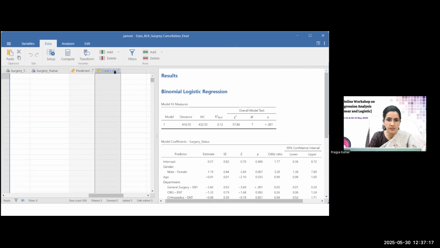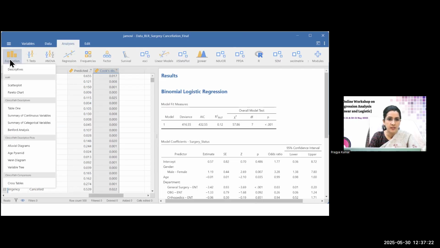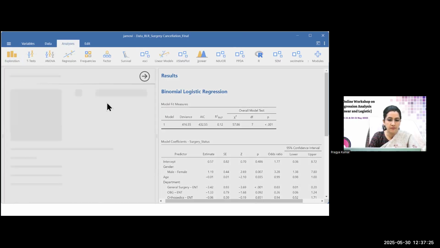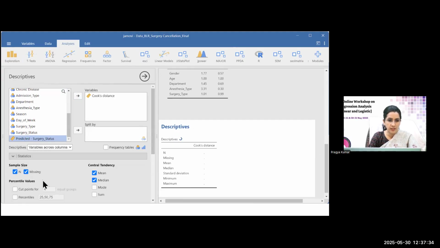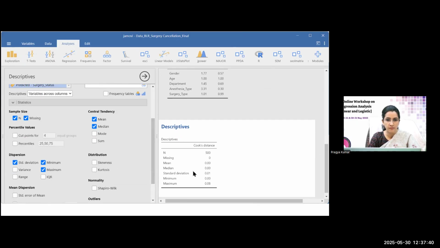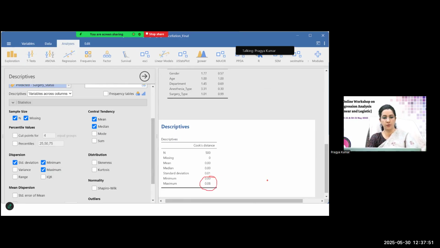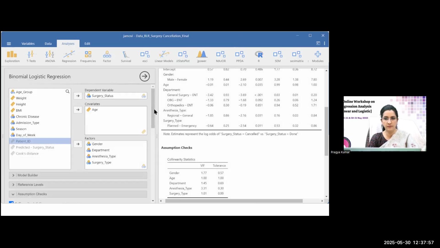Again, you can go to the descriptives and see the minimum and maximum. So I can go to this analysis, exploration, descriptive. I can move this Cook's distance to this variable and I can see minimum and maximum. So maximum is 0.08, and minimum is 0.00. So none of the values is more than 1, so there's no influential point or leverage because Cook's distance is less than 1.